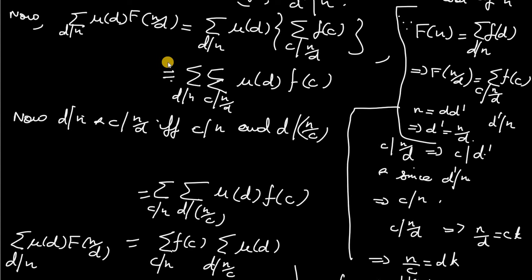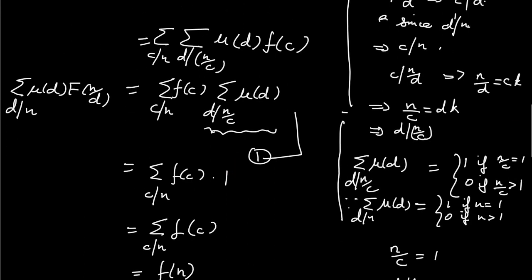Now c divides n, so you write first the summation of mu of d into f of c. You replace this n upon d by n upon c, and d divides n over c here. So therefore, this is the summation of f of c, where c runs over the divisors of n, into the summation of mu of d, where d runs over the divisors of n upon c. But we know the value of the summation of mu of d, I have proved the result, that it is 1 if n is equal to 1, and it is equal to 0 if n is greater than 1.